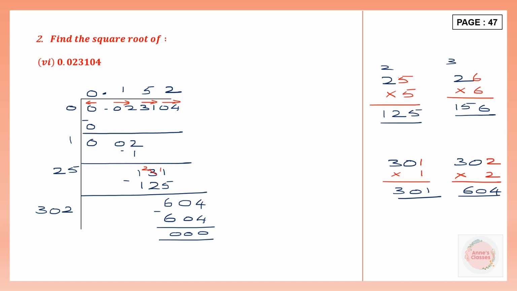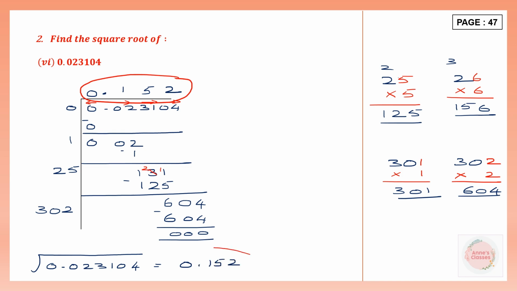So what is my quotient? My quotient is 0.152, and that is the square root of 0.023104. That is 0.152. This is our answer.